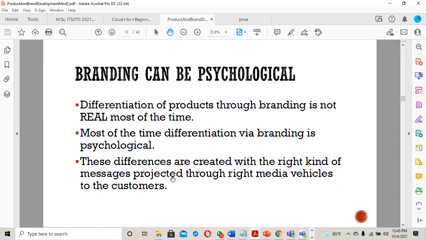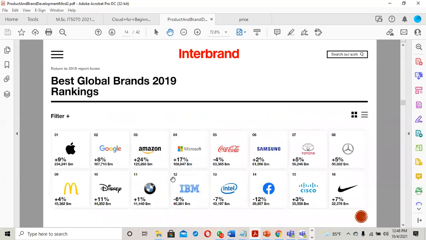For example, sometimes without the brand name, people might have a hard time differentiating between the products even. These are some of the best global brands. Now, each year this order and things change. This is for 2019. You can go to this website, Interbrand, where you can get the latest.